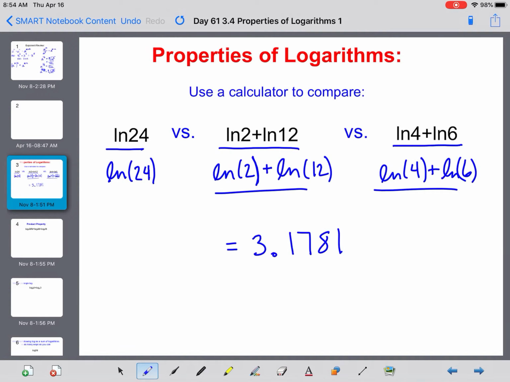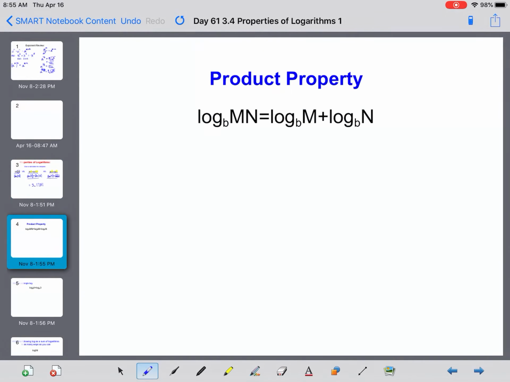So the whole idea here is to kind of look at and be like, okay, so if the natural log of 24 is equal to the natural log of 12 plus the natural log of 2, well, where can I get 24 from the 12 and the 2, and where can I get 24 from the 4 and the 6? And hopefully you can see that you are actually multiplying those 2 numbers together to end up with that 24 that we have over here. So this brings us to our product property. Log base b of m times n is equivalent to log base b of m plus log base b of n.